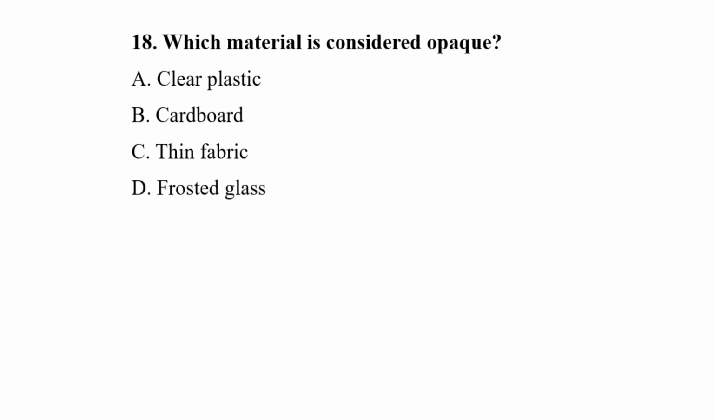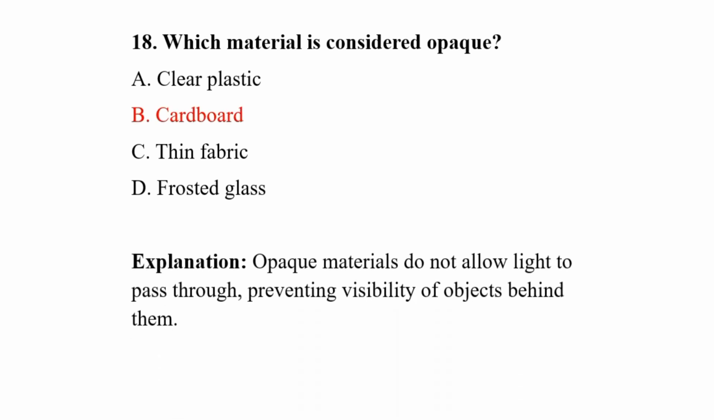Question number 18. Which material is considered opaque? A. Clear plastic. B. Cardboard. C. Thin fabric. D. Frosted glass. The answer is cardboard. Opaque materials do not allow light to pass through, preventing visibility of objects behind them.